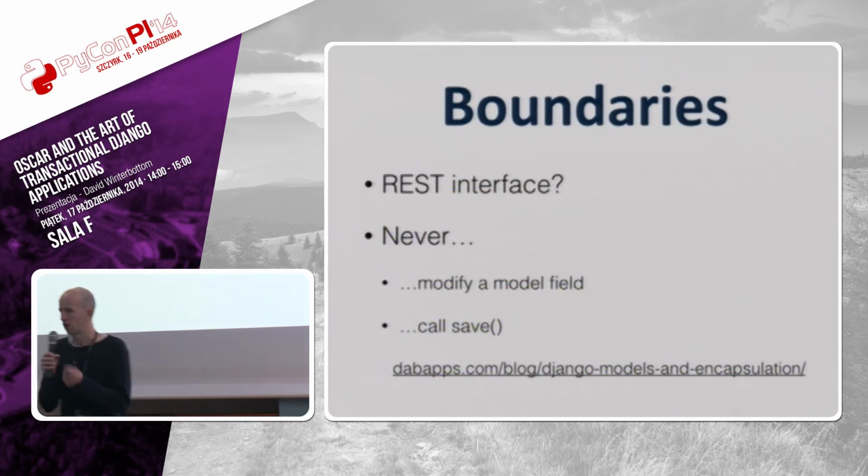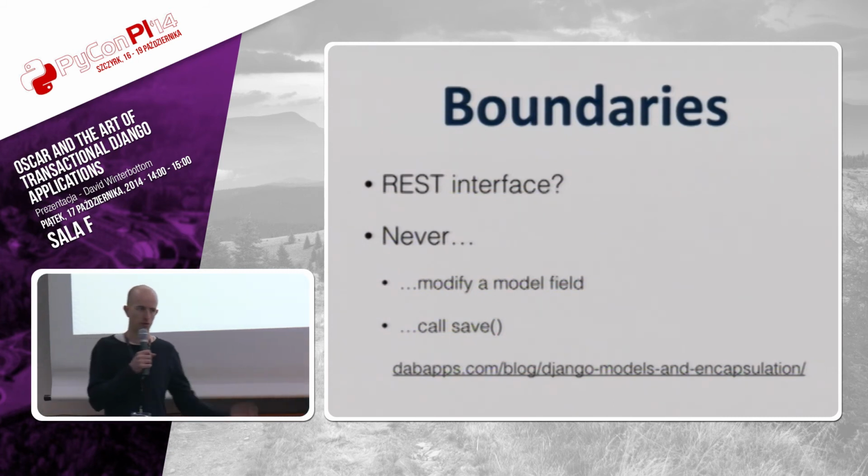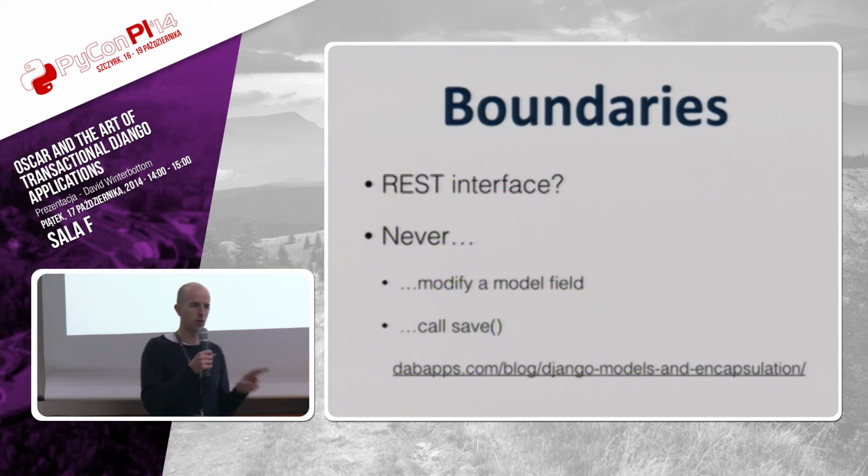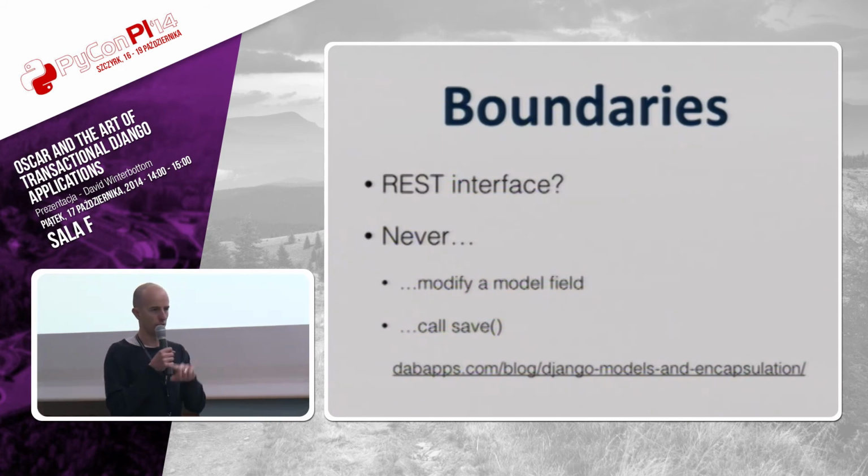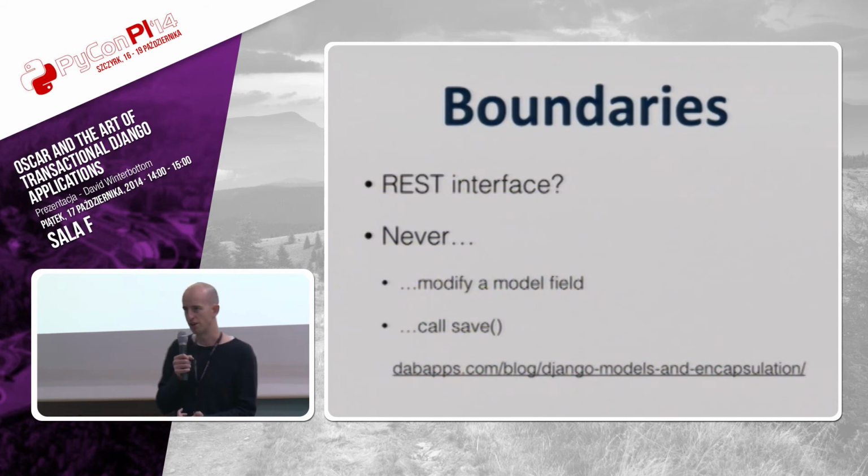And there was an interesting article the other day by Tom Christie, the author of the Django REST framework, and his two rules of thumb, which are quite nice, are: inside of views.py, you should never ever mutate a field of a model. You should never say, you know, product.title equals this. You should never ever call save.